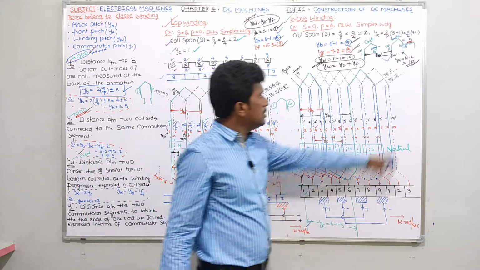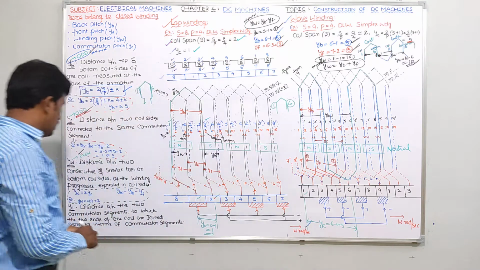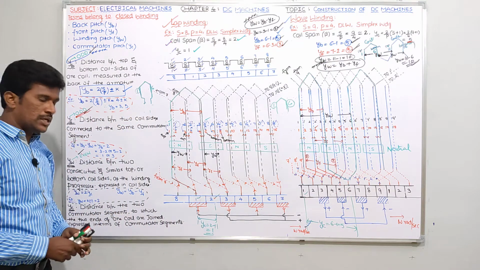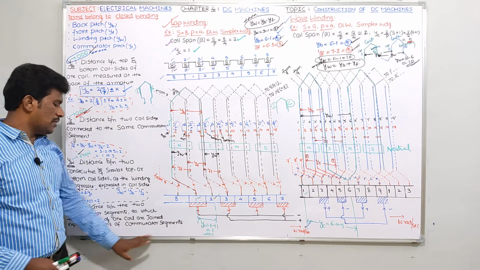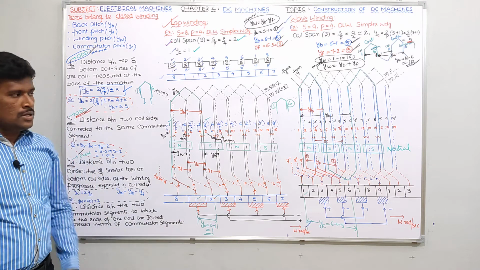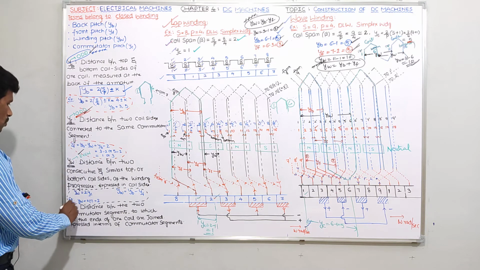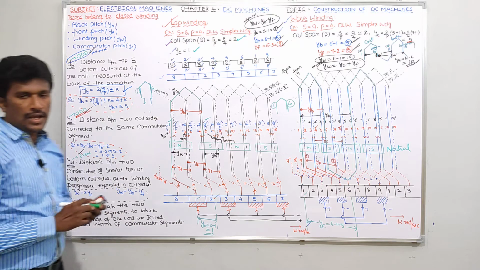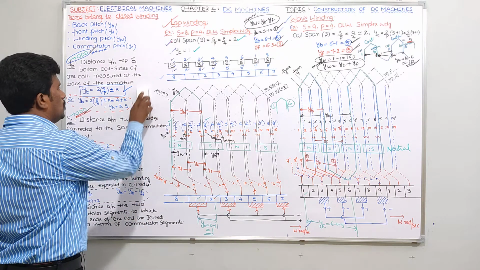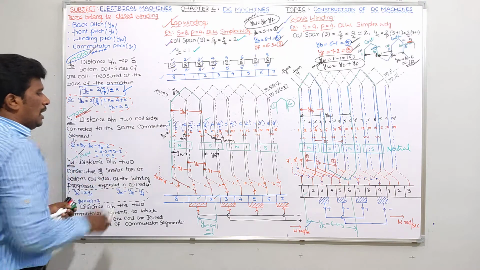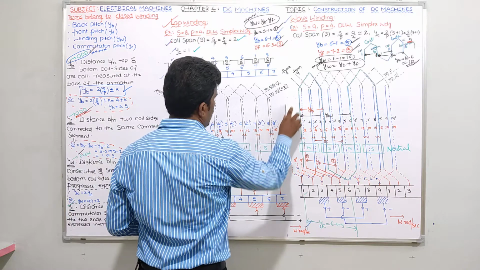So that one you got here. See, YC equals 5. So it is the distance between two commutator segments to which both ends of one coil are joined, expressed in terms of commutator segments. So this is about YB, YF, YW and YC. Is it clear? I hope you understood. So I request all of you, please try to watch previous videos. Then it will be easy for you to understand YB, YF, YW and YC.